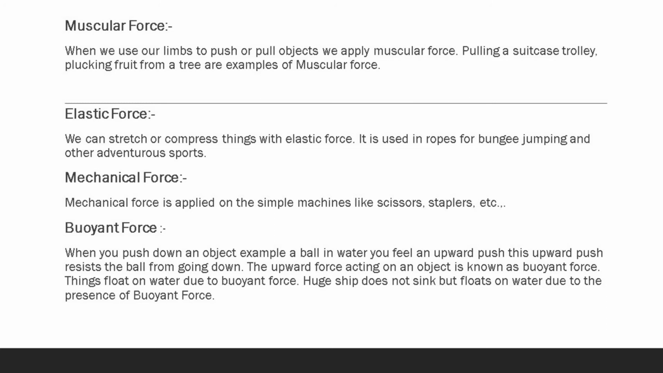Pulling a suitcase, trolley, plucking fruit from a tree, and a lot of other examples, a lot of things we are doing with the help of our hands. So all these examples are examples of muscular force.